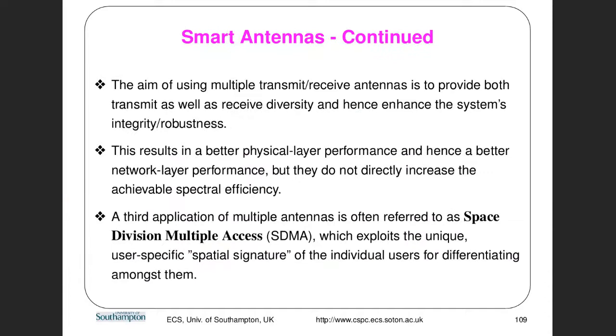So that's the second one. The third one is SDMA. So you have a base station, and then you have users at different locations. They transmit signal to the base station at the same time, at the same frequency band, so they would interfere with each other. So can anyone remember how we cancel that interference as a receiver at the base station? We covered this last time, and I have emphasized it for coursework.